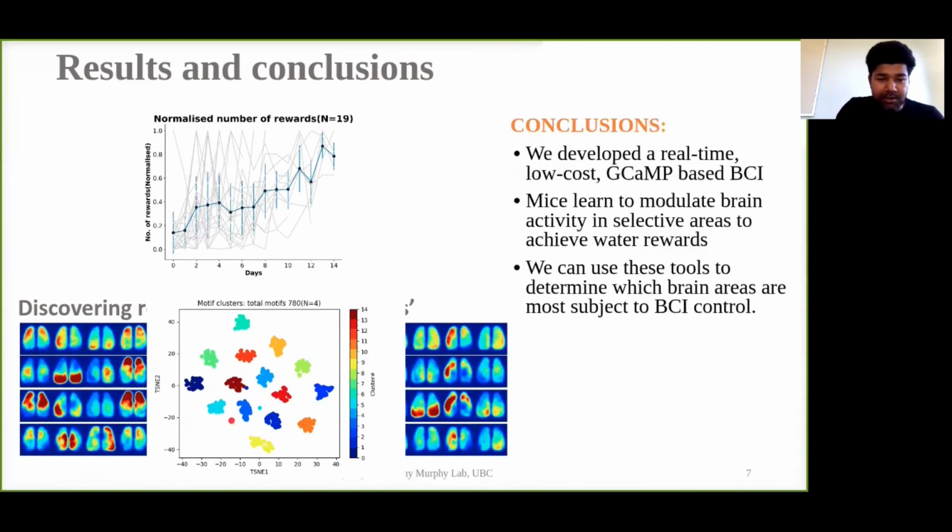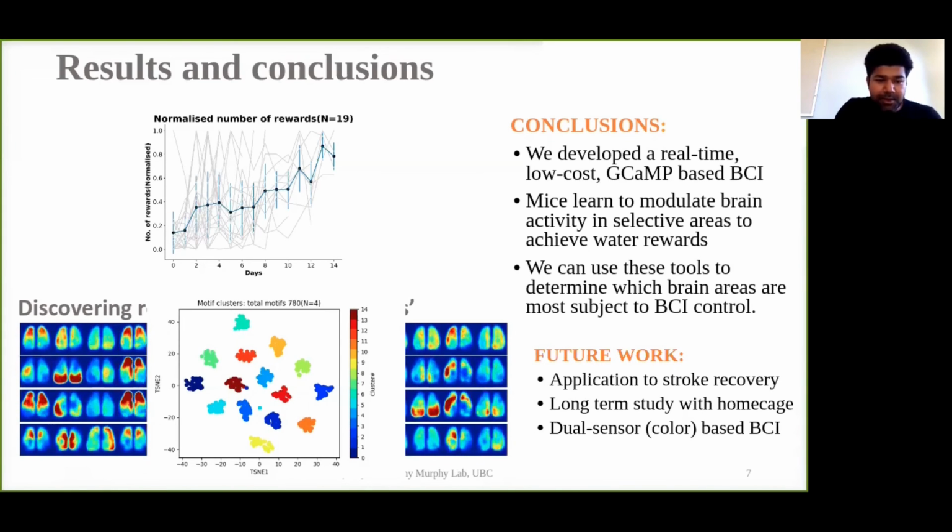In conclusion, we present a real-time, low-cost GCaMP-based optical BCI, where mice can be trained to modulate their brain activity in target brain regions. Using this, we can assess and probe different brain regions quickly and determine optimal parameters for BCI control.